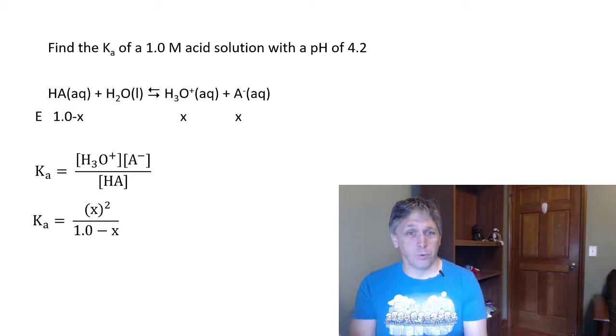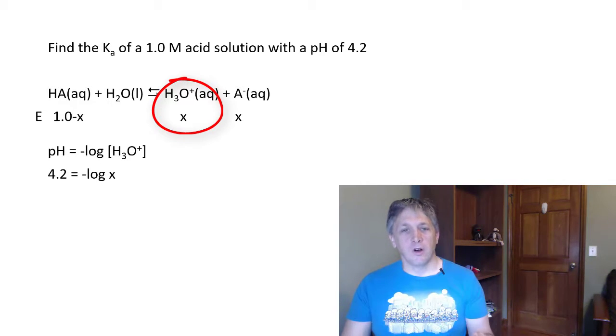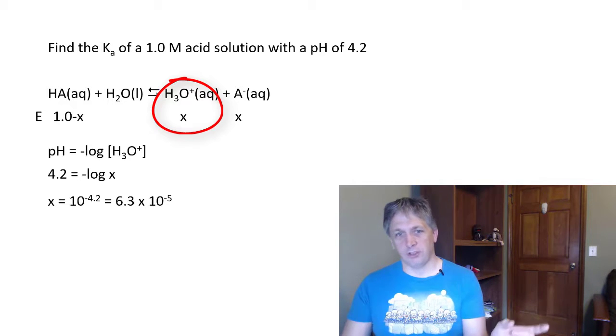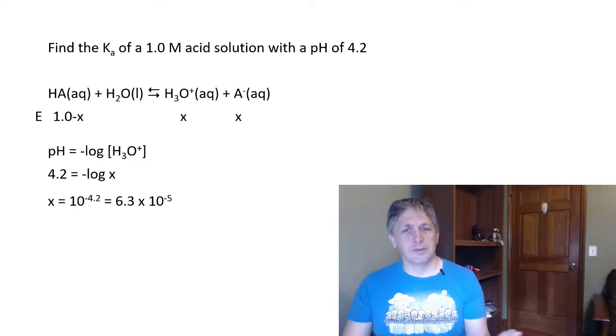Now, back in the equilibrium chapter, we would solve for X, but here we're trying to find Ka. So in order to find Ka, we need to know what X is. But remember, we have the pH of this solution, and the pH is equal to the negative log of the hydronium concentration. In this case, the hydronium concentration at equilibrium is equal to X. So we plug in our pH and solve for X using a little bit of log math, which we'll skip here for the sake of time. So X turns out to be 6.3 times 10 to the negative 5.